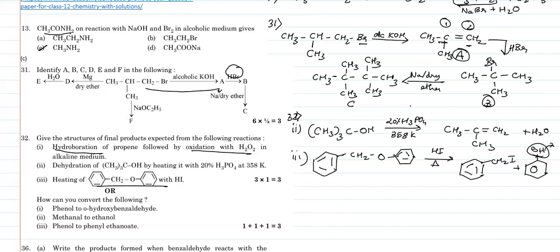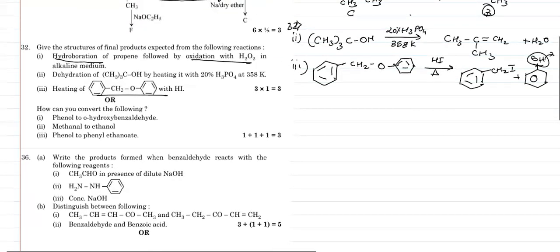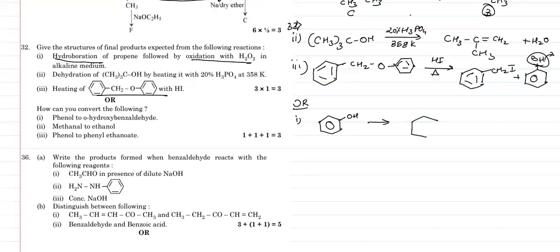One more very interesting point is the fact that this is actually an in-text question that is given in your textbook, an example question, and it's 11.7. So again, it is very important for you to remember to go through the in-text questions and the example problems as well. The next one is question number 32, the OR part of it. First one is we need to convert phenol to ortho-hydroxy benzaldehyde. So you have an aldehyde group, CHO, and an OH.